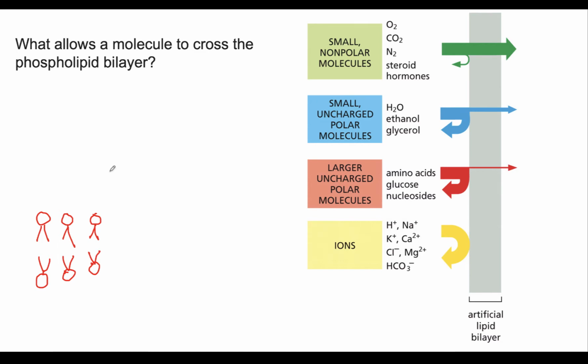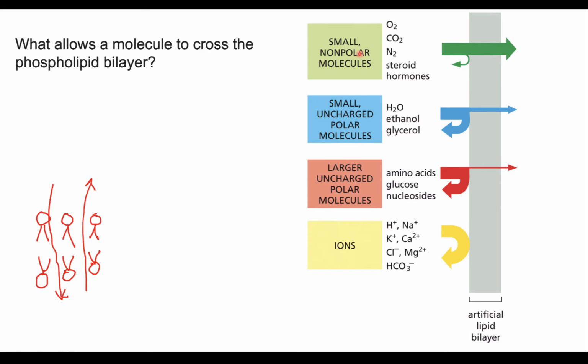phospholipids are hard to draw with a trackpad, but hopefully you get the idea. This is a phospholipid bilayer, and there are spaces between the phospholipids. Some things are able to pass between the phospholipids according to their concentration gradient. So some things can sneak between these phospholipids, and it's going to depend upon some basic characteristics.